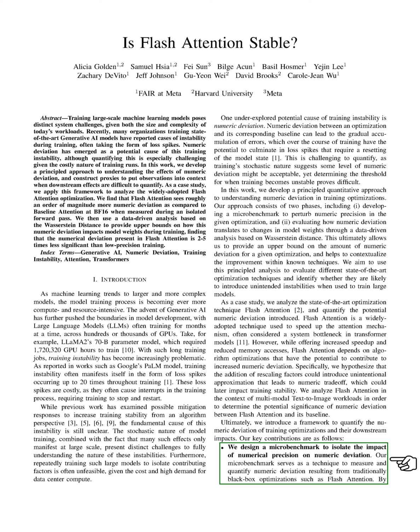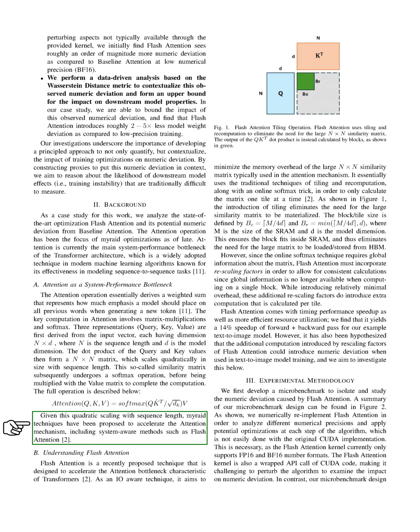Key contributions of our work include the design of a micro-benchmark to assess numerical precision impact, a data-driven analysis using Wasserstein distance to contextualize numeric deviation, and the quantification of model weight changes due to numeric deviation introduced by flash attention. Our findings highlight the importance of a systematic approach to understanding and contextualizing the effects of training optimizations on numeric deviation, enabling us to reason about potential downstream effects such as training instability that are traditionally challenging to measure.